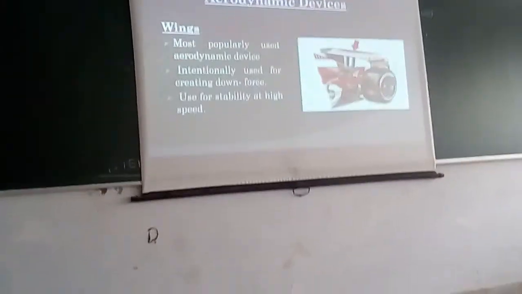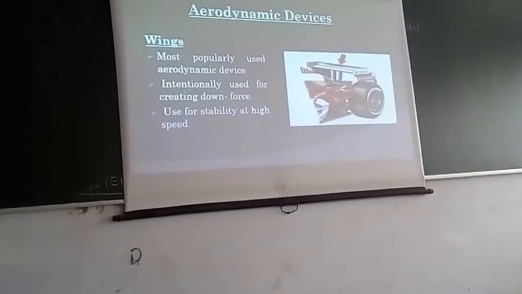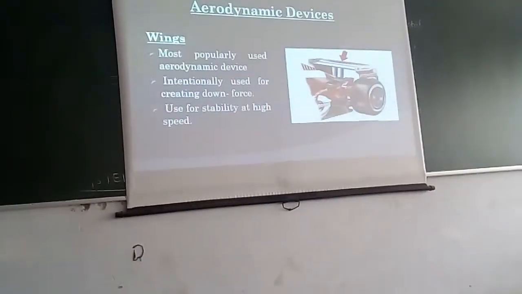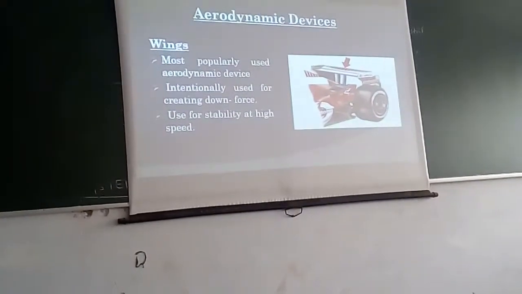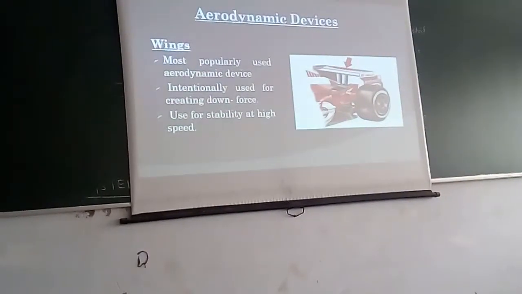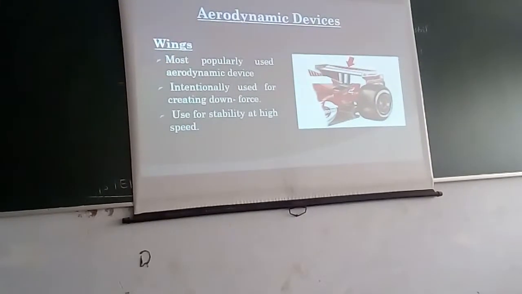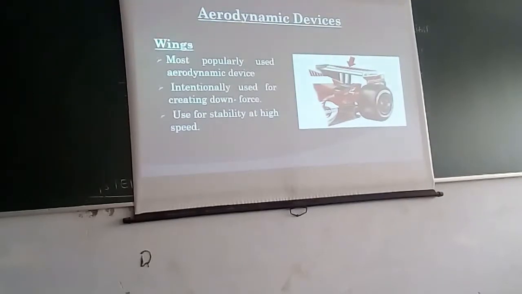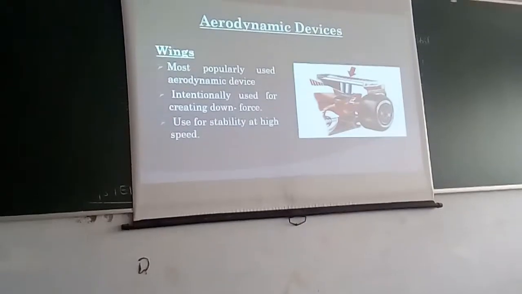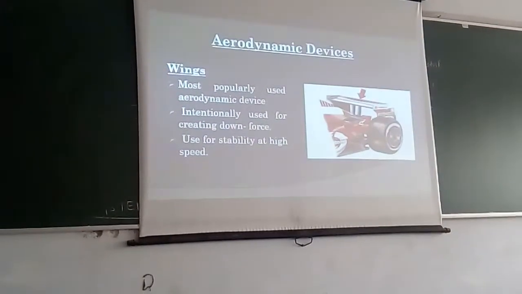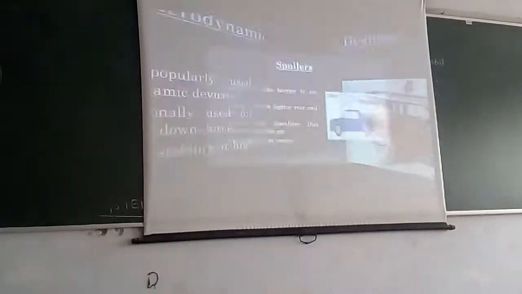Now the aerodynamic devices used in cars. First one is wings. It is the most popularly used aerodynamic device. It is intentionally used for creating downforce. It decreases the air pressure at the lower side of the wing, and high pressure is created on the upper side of the wing. Then downforce is created, and it is used for stability at high speed.